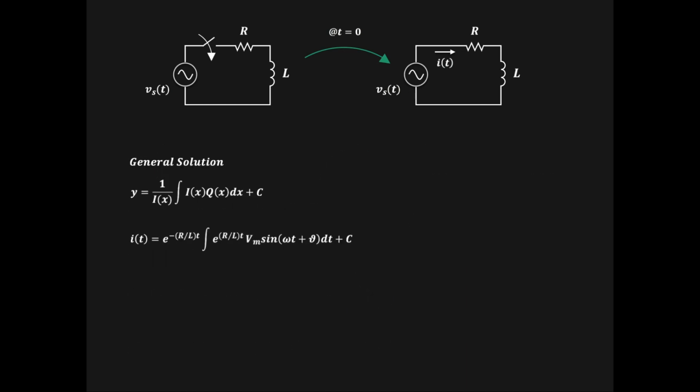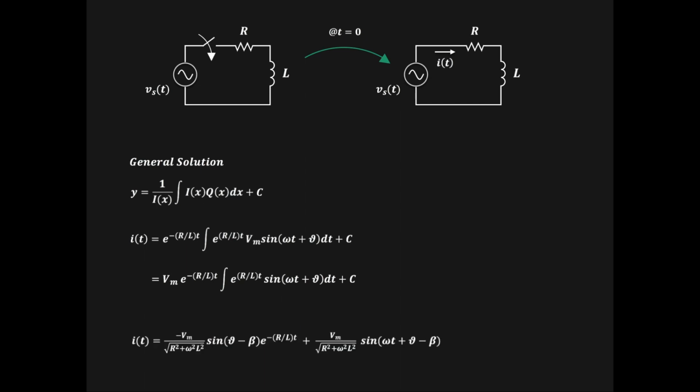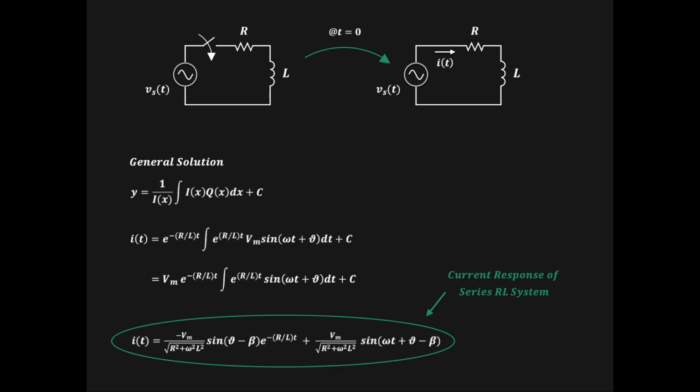Substituting the values we identified for I of x and q of x produces a solution that contains the integral of the product of two functions. To evaluate further and dispose of the integral, we have to apply integration by parts 2 times and the sine of the sum of two angles trig identity. We now have the current response of the series RL system.